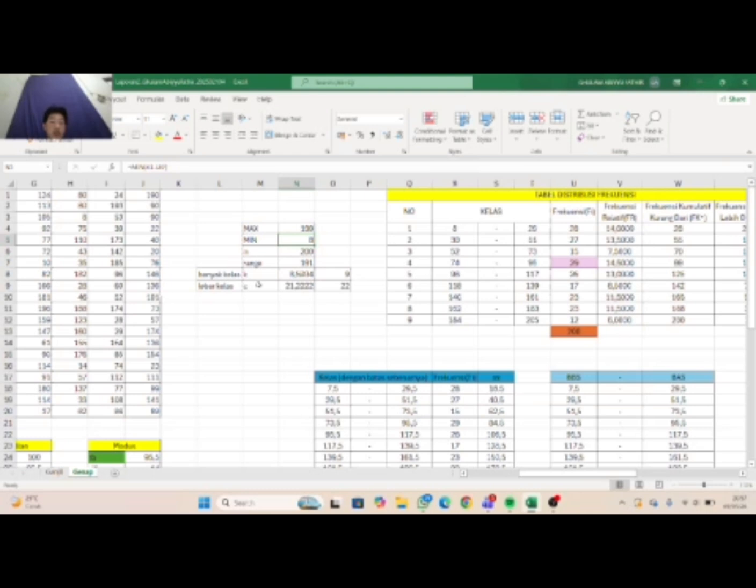The next step is calculating the total amount of data using the COUNT formula on all data. The count function is used to count how many numeric data entries are available. After obtaining the total data, I calculate the range by subtracting the minimum value from the maximum value. This range will later be used to determine the class intervals.